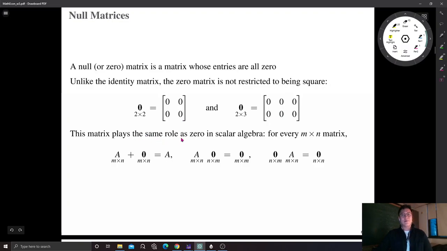Okay. And what is the role of this matrix? It plays the same role as 0 in scalars. All right. So addition of a zero matrix does not change the outcome. And for products, if we multiply by the zero matrix, then we get back the zero matrix. Right, just like a constant times 0 is always 0. Okay. So regardless of the order, A times 0 or 0 times A, we have a zero matrix.